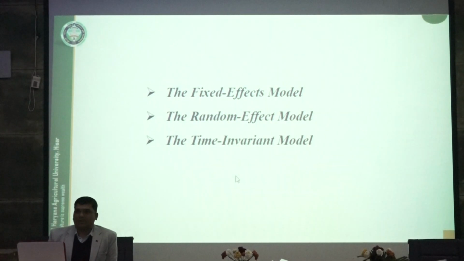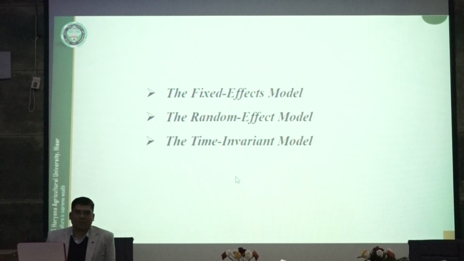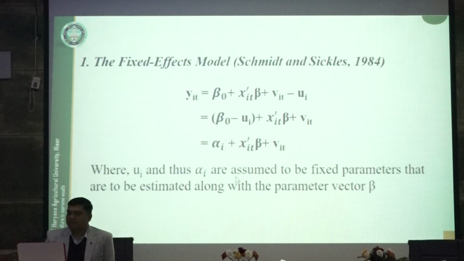So, sir has already told about the panel data regression and the mathematical form of all the models. So we have three models. One is the fixed effect model, the other is the random effect model, and the third is the time invariant model. So in the fixed effect model, this is the functional form of the fixed effect model. In this, how to check whether the variable has a fixed effect model, a random effect model, or a time invariant model.